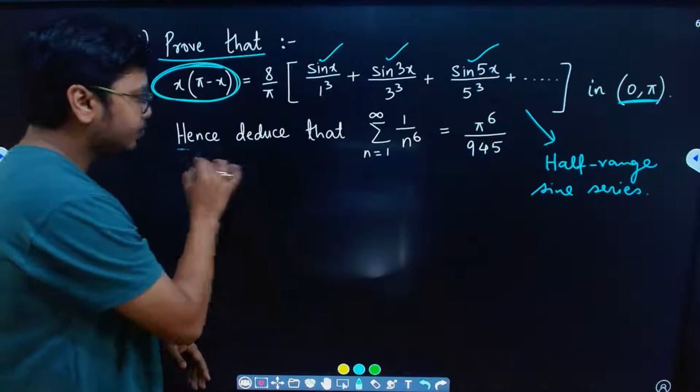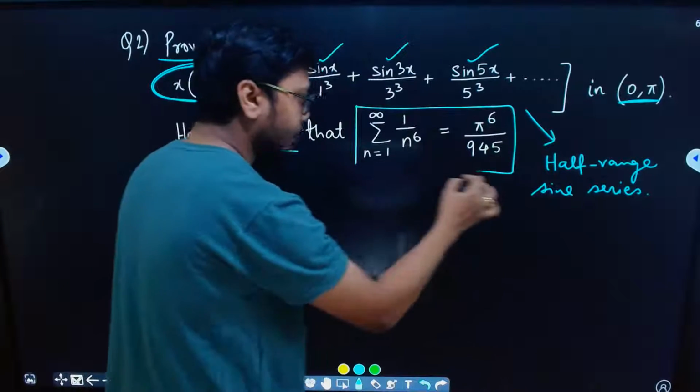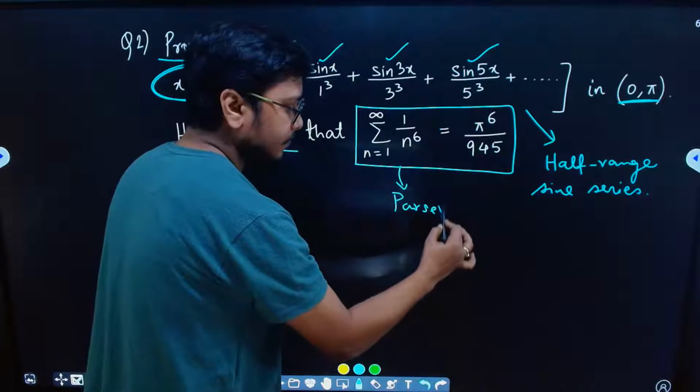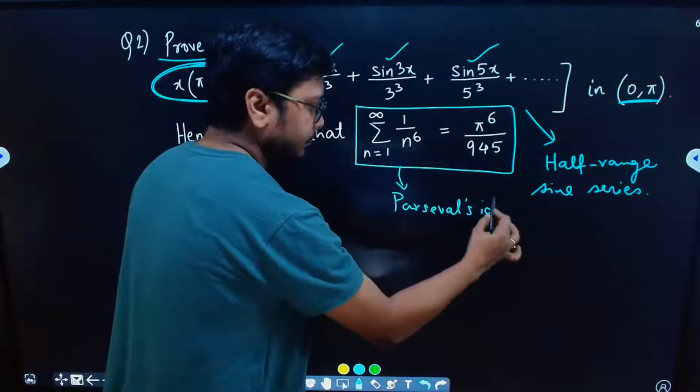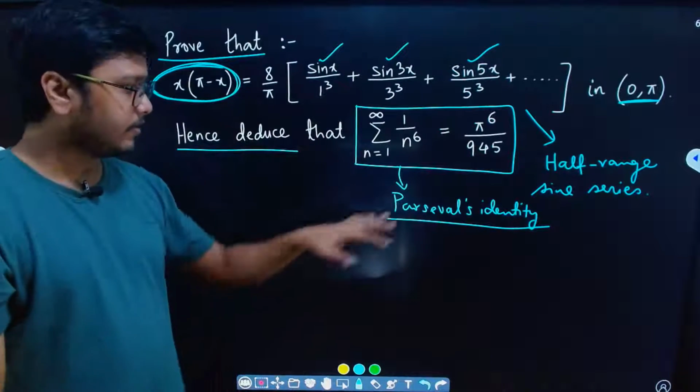Then there is a hence deduced part. In the hence deduced part, we have to show something like this. And for this part, you will require the Parseval's identity. The Parseval's identity will be required for this part.